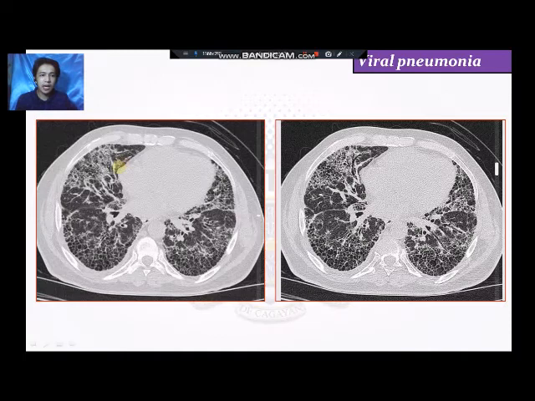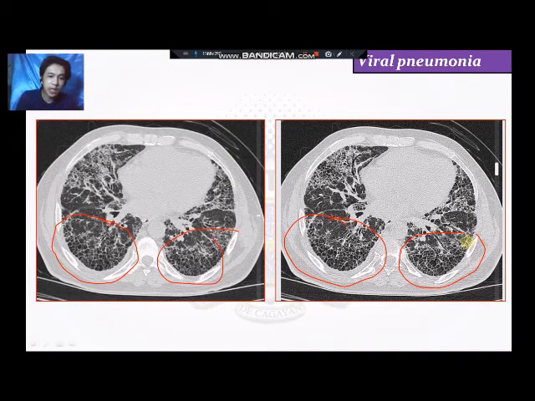Okay, so in CT scan, this is the appearance. So that is the honeycomb appearance, right? It looks like honeycombs. Basically, the lung tissues are eaten away, with septations forming. Okay, so that is what will happen if there is viral pneumonia.